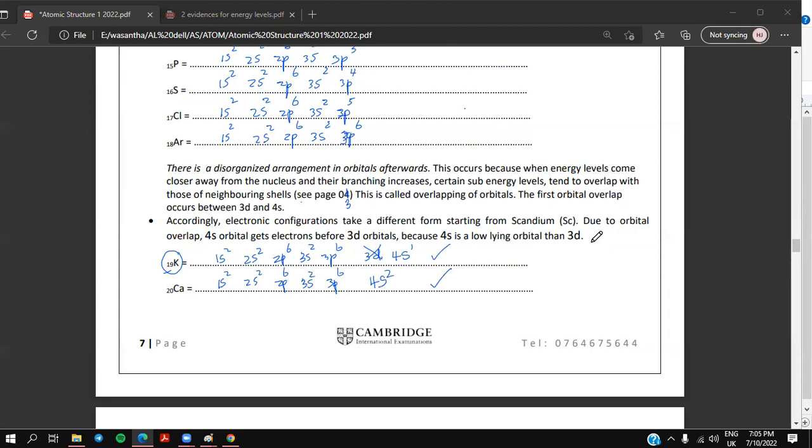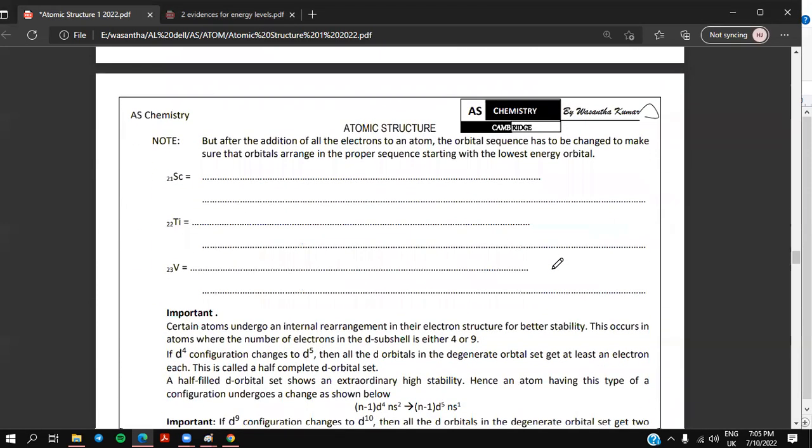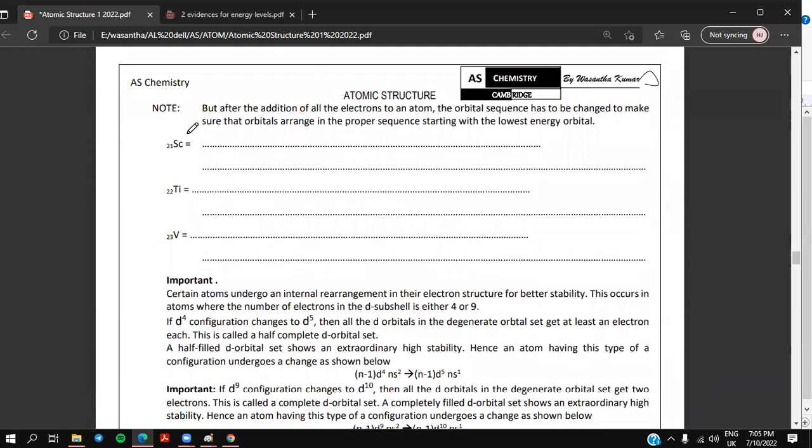Shall we go to the electronic configuration of the next one now? 21, scandium. There is a note. After the addition of all the electrons to an atom, the orbital sequence has to be changed to make sure that orbitals are arranged in the proper sequence, starting with the lowest energy orbital. We'll see what this talks about here. It's a special note. Let us not talk about it very much. I will take an example and say, scandium is 21.